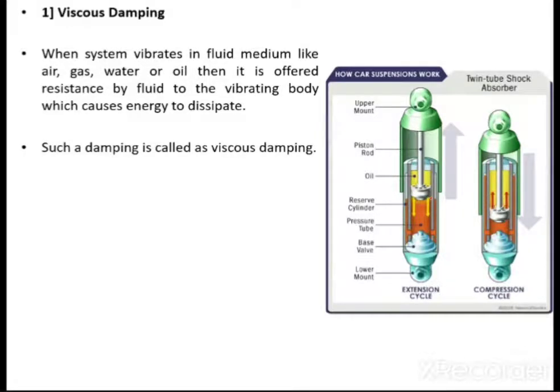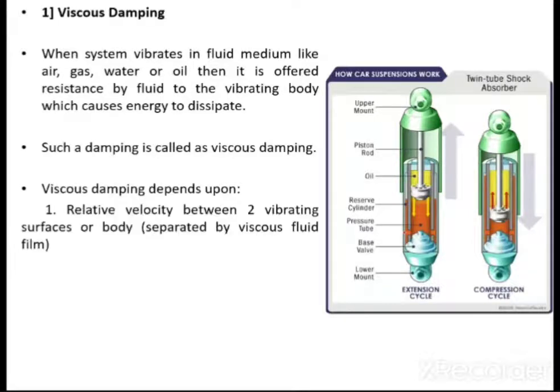You will get the construction of this, how a car suspension system works. Okay, so I have just explained the example here, right? Such a damping is called viscous damping. Now see, what is the aim? You have to mathematically model and design this viscous damping. So obviously, you should know what parameters this viscous damping depends upon.